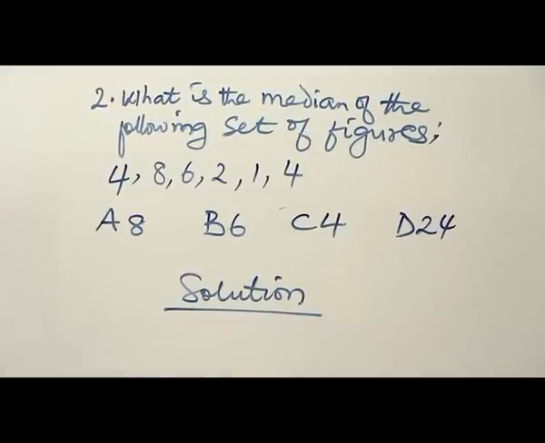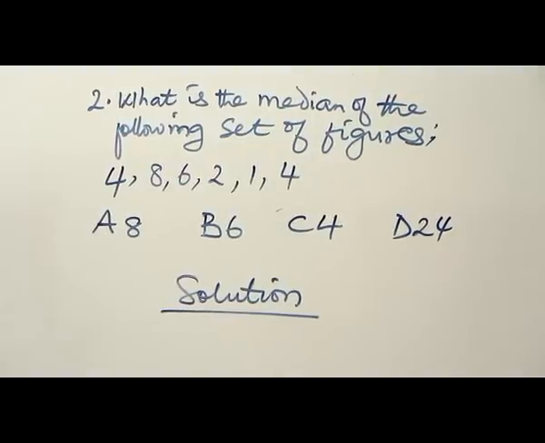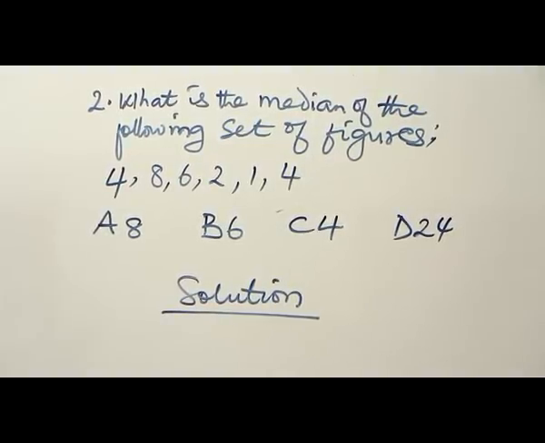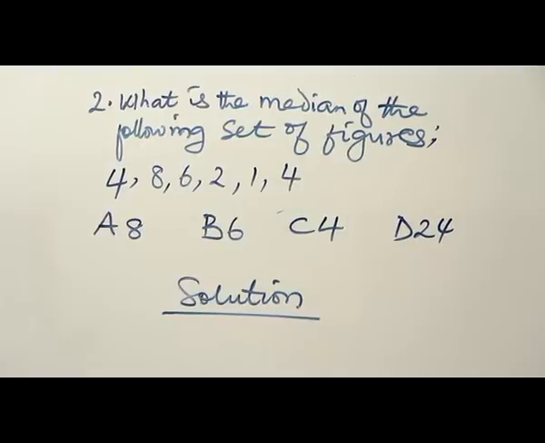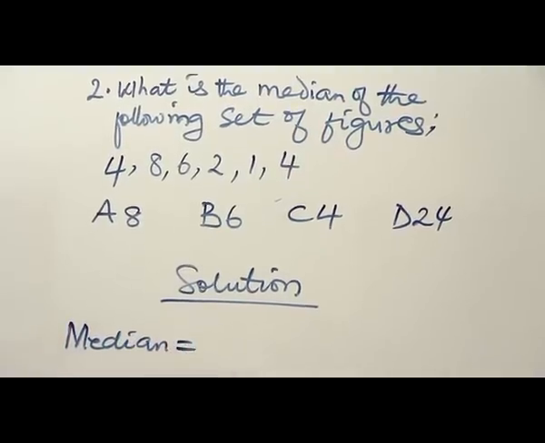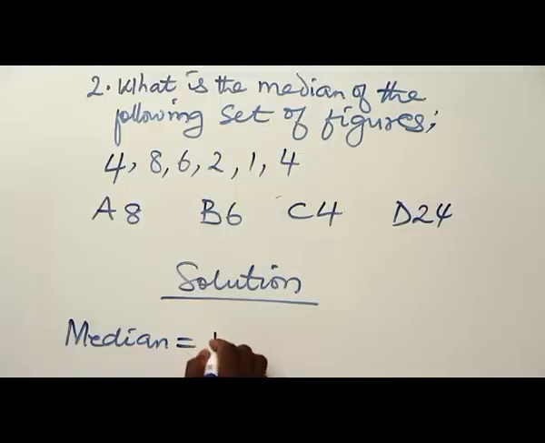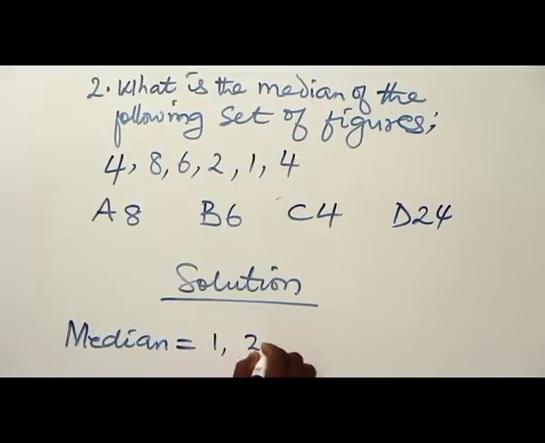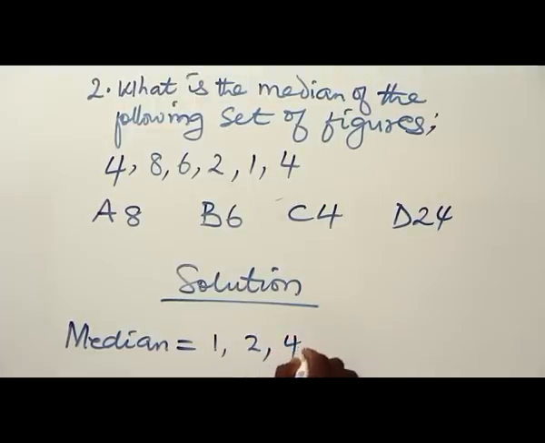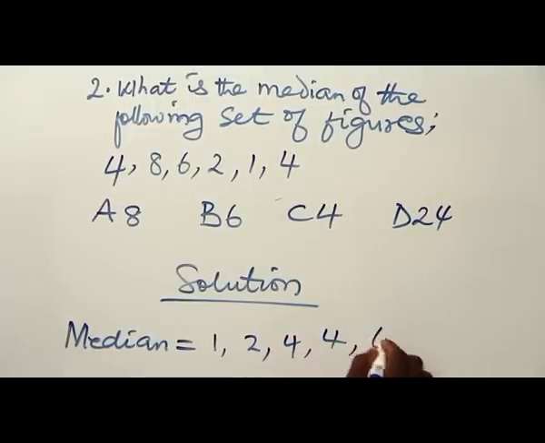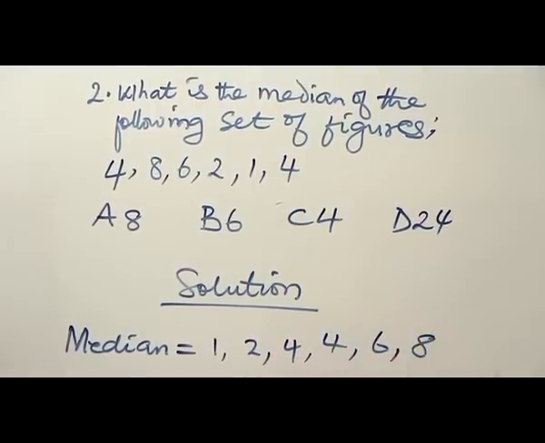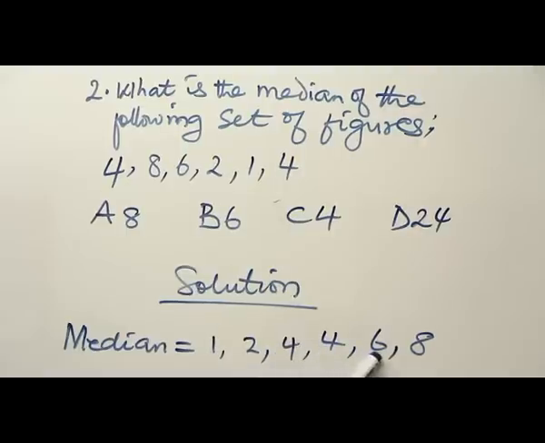First of all, we rearrange in either descending or ascending order, but we are using ascending order here. So we write median equal 1, 2, 4, 4, 6, and 8. Counting 1, 2, 3, 4, 5, 6.